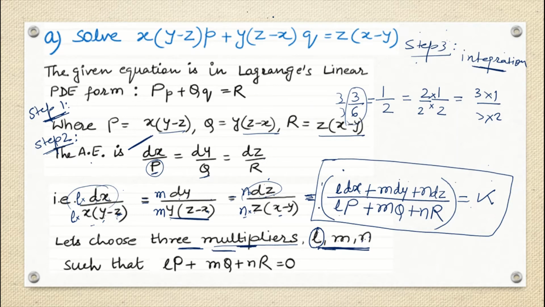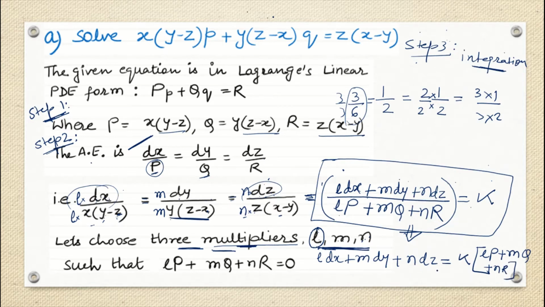And then what does it mean if I am writing l dx plus m dy plus n dz divided by lP plus mQ plus nR equals k? That means the same thing I can write as: the numerator as it is, l dx plus m dy plus n dz, equals k into the denominator, which I have taken to the right hand side. That means l capital P plus m capital Q plus n capital R. That is okay, right? I have not done anything extra here.